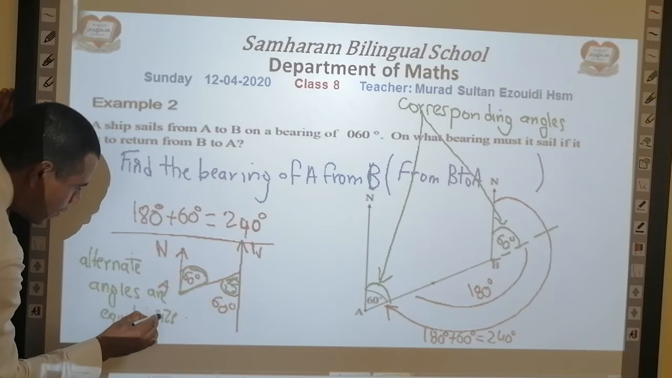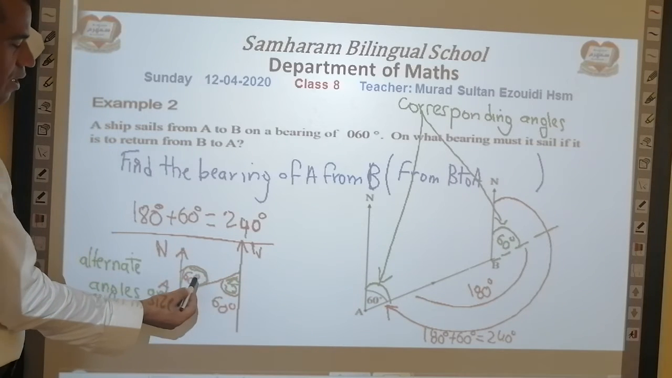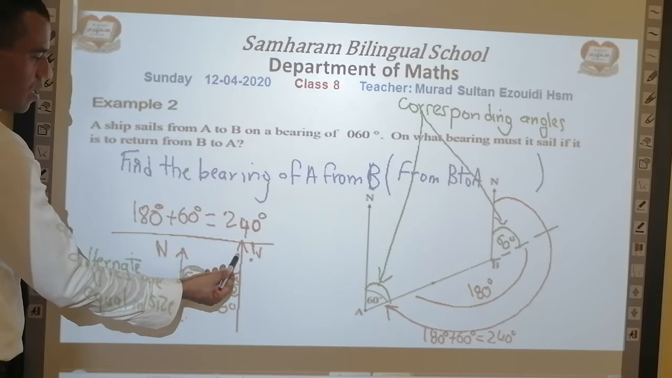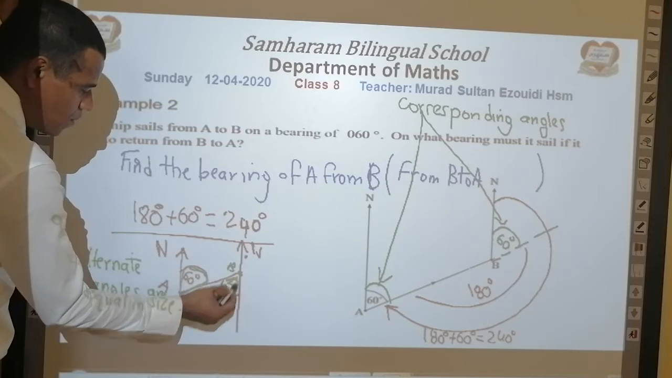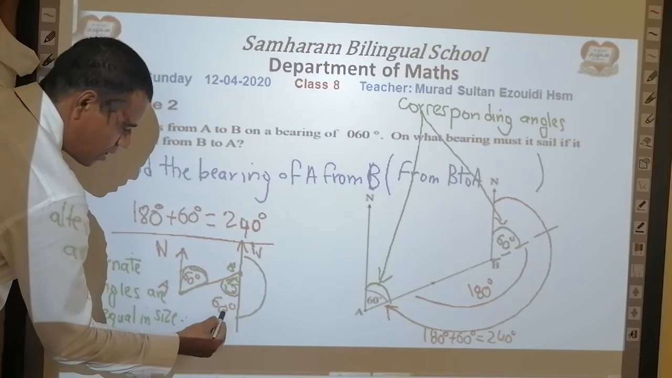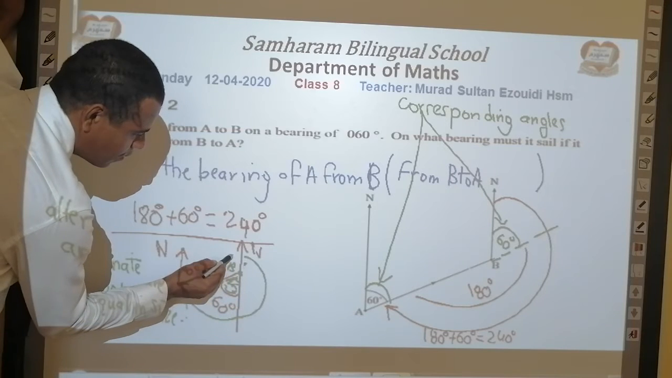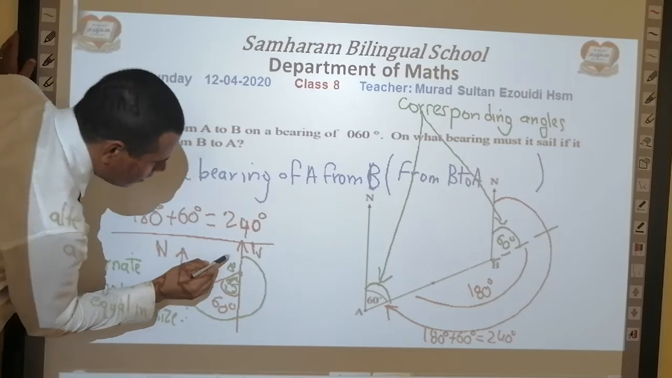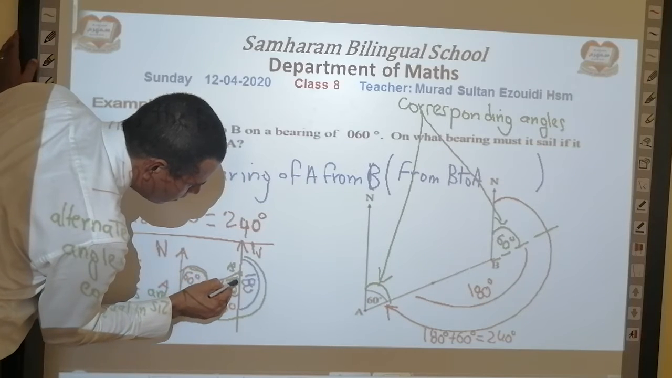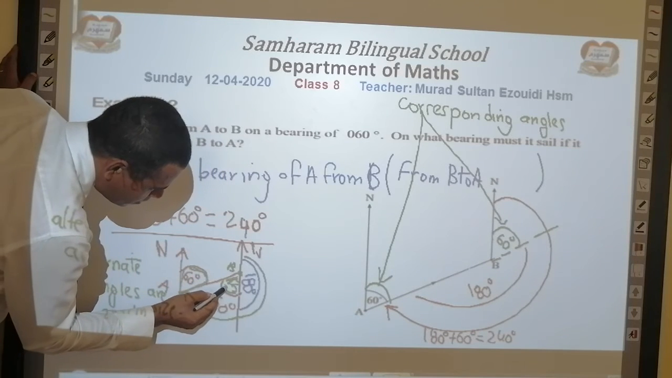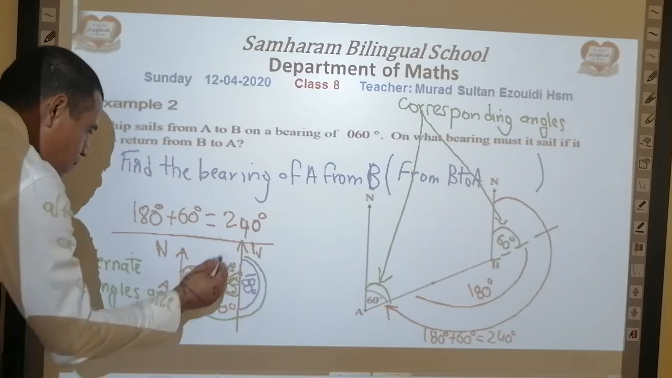Okay, good one. So then this is to measure the bearing clockwise from north direction from B. This is called B. This point from B to A is like that. This is 180 plus 60. From this to this is 180 degree. And plus what? Plus this one is 60. 180 plus 60 gives 240.